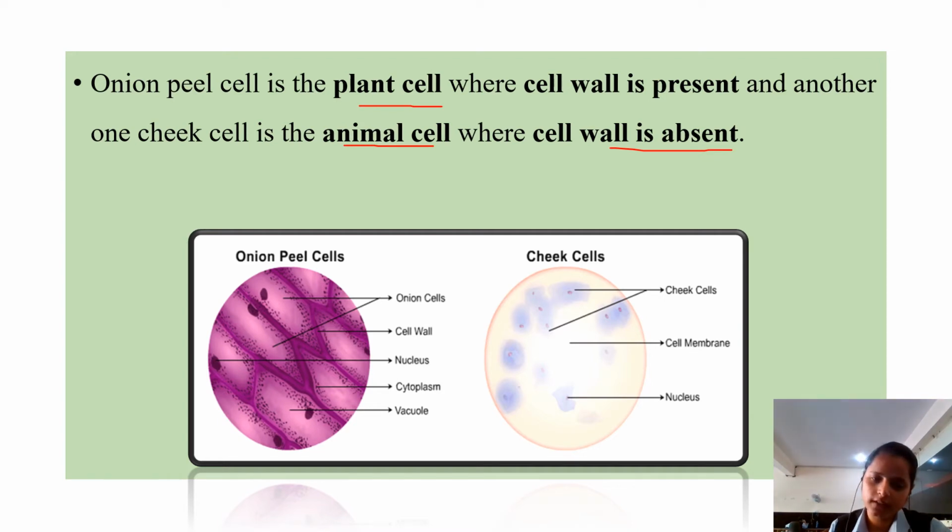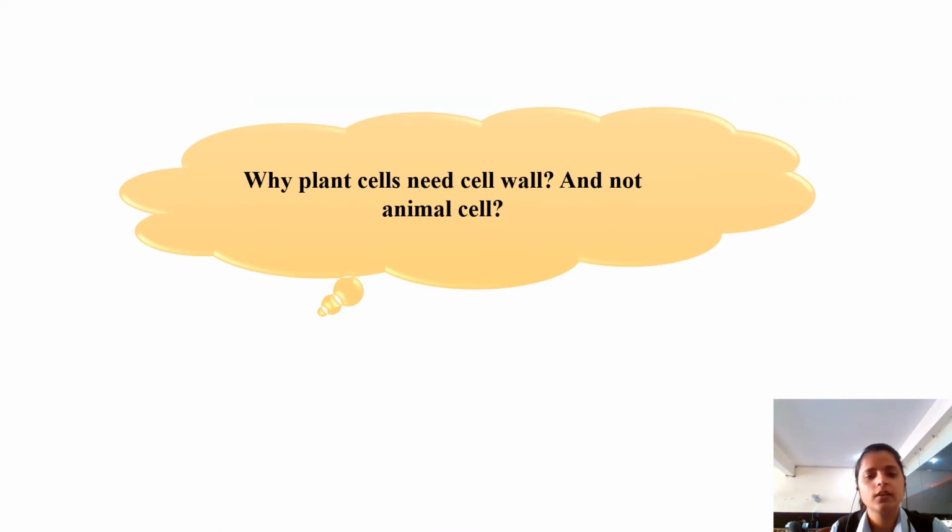So then the question arises: why do plants have a cell wall, but animal cells do not have a cell wall? So let's see. Yes, why do plant cells need a cell wall and not the animal cells? So I want you to write your answers in the chat box and I will look from there.